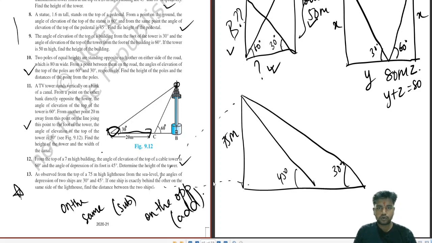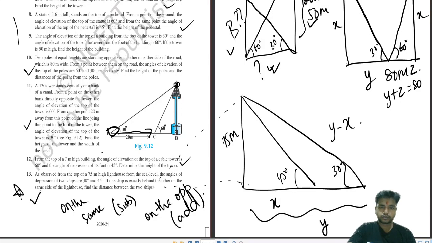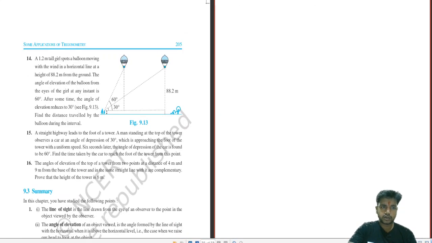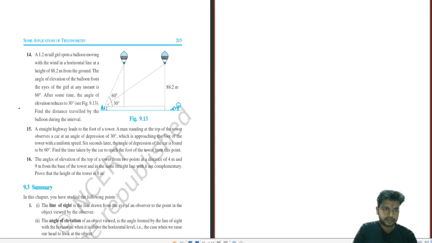So what we have to do, first we have to find the distance of this, then we have to find the distance of this, then we have to subtract y minus x. We'll get the values. This sum should be solved by you. Now we'll solve this sum and we'll end the class over here. So till now we will be completing height and distance smoothly.